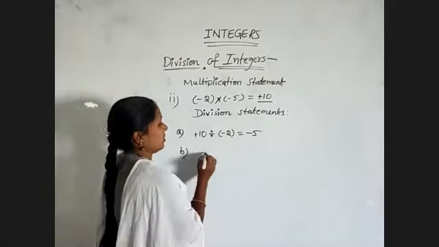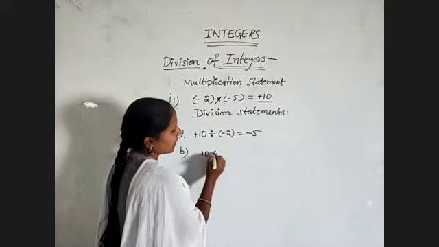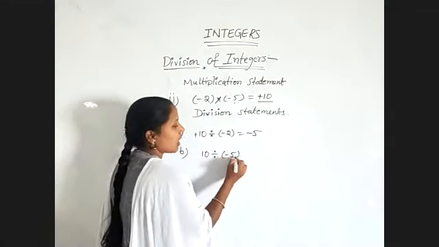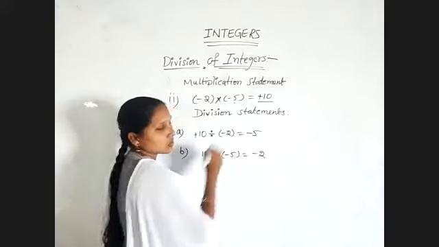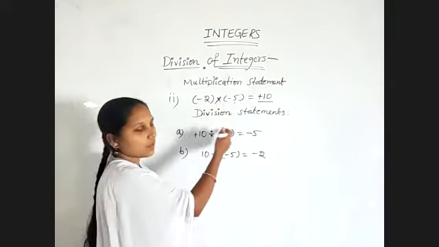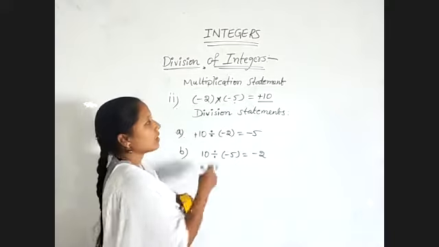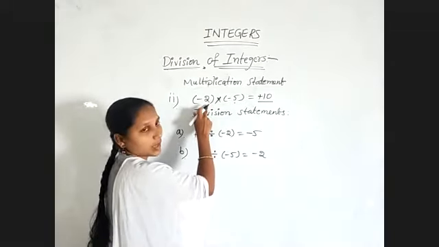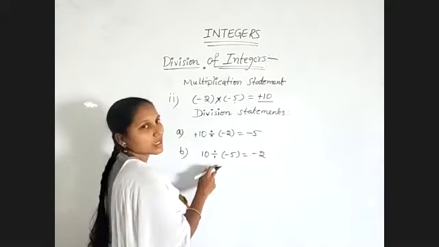And next, 10 divided by, so what is the next number? Minus 5. Again we are getting minus 2. So just these numbers we will get repeatedly. So for one multiplication statement, we will get 2 division statements.